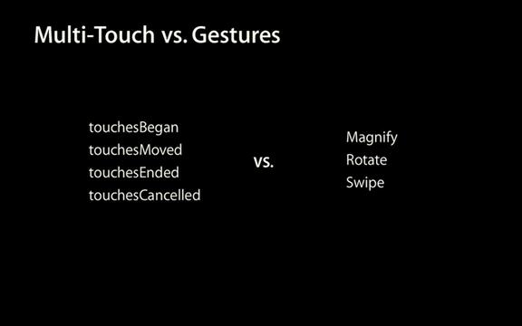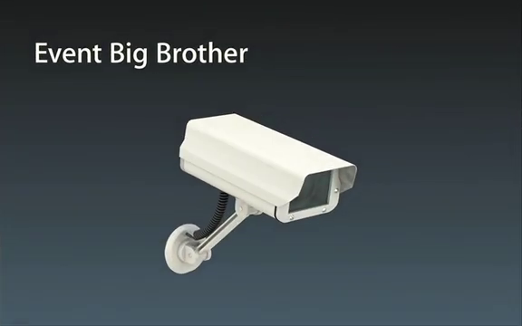Let Apple do the hard work for you when it's appropriate. When there are occasions where you need to know the exact individual touch because it makes sense to pin something on one side versus the other, then go ahead and use touches began, moved, ended, and canceled. So that's multi-touch. It's a rather small API. There's not that much there. It's really fun to play around with.